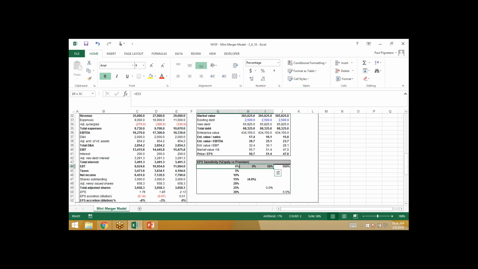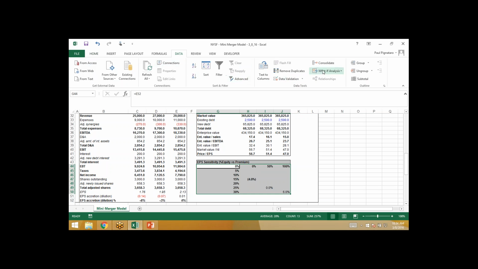And then you highlight the entire table. It'll overwrite what you put in there. It'll highlight the entire table, including the variables. And you run the table by either doing Alt-DT, or you can go to Data, and depending on your version of Excel, Data, What If Analysis, Data Table.